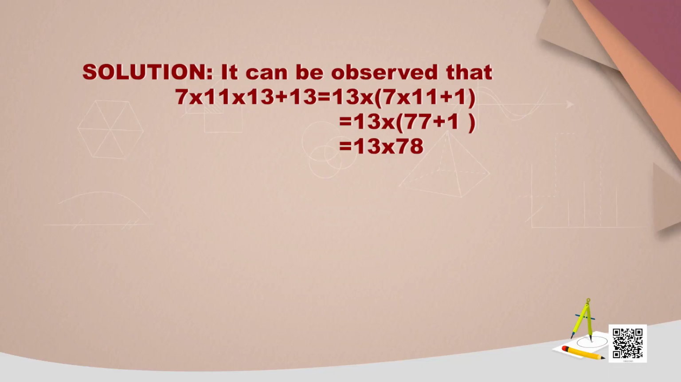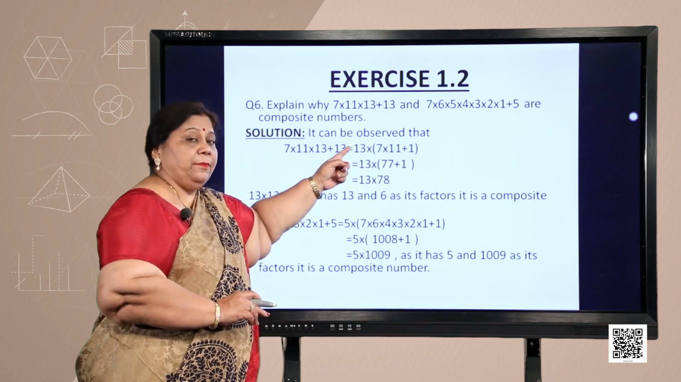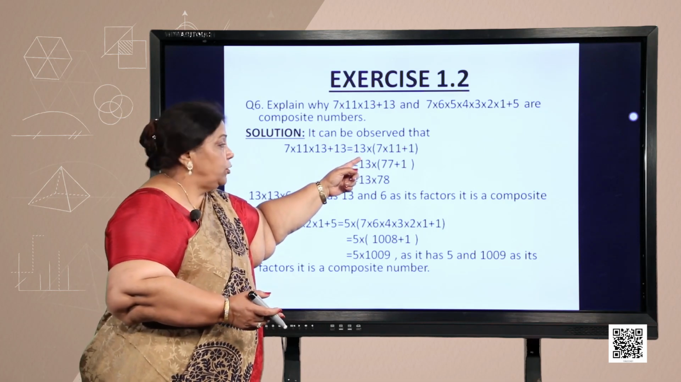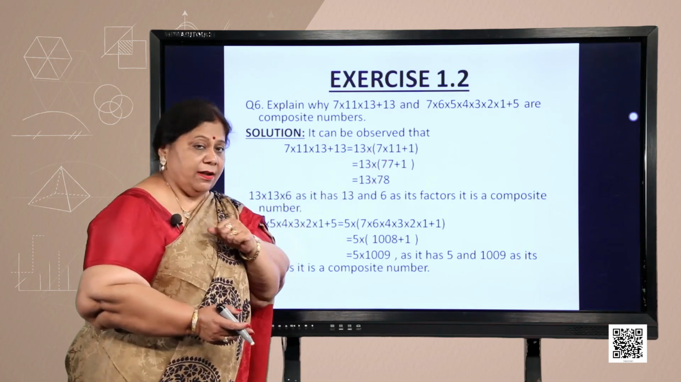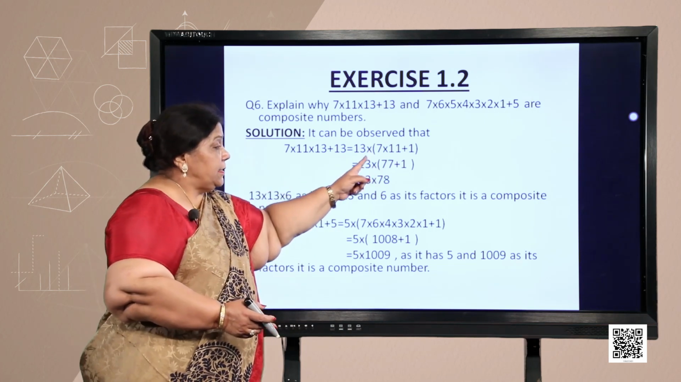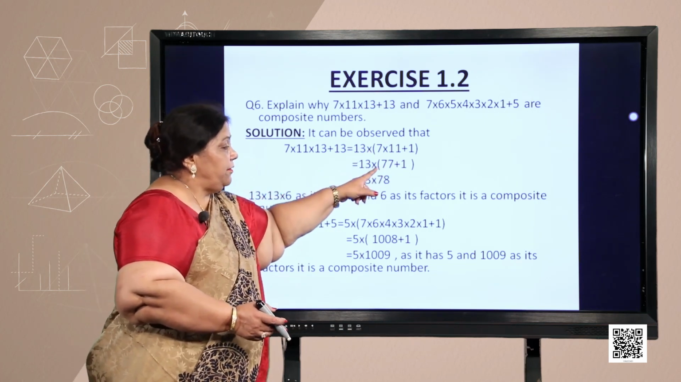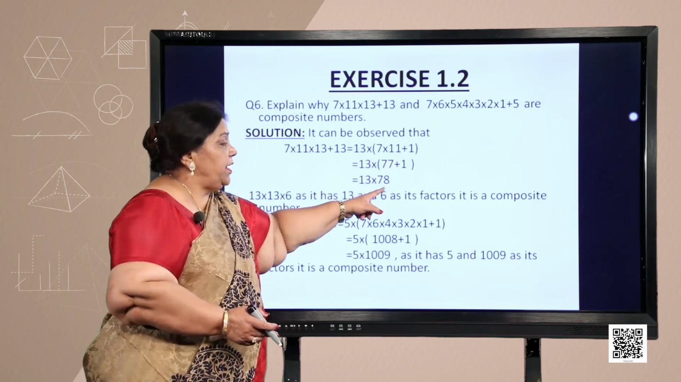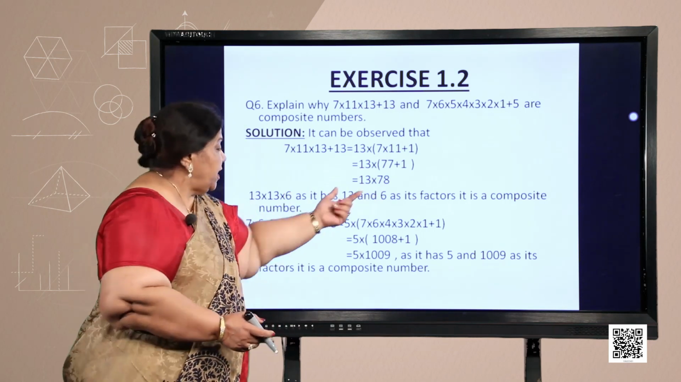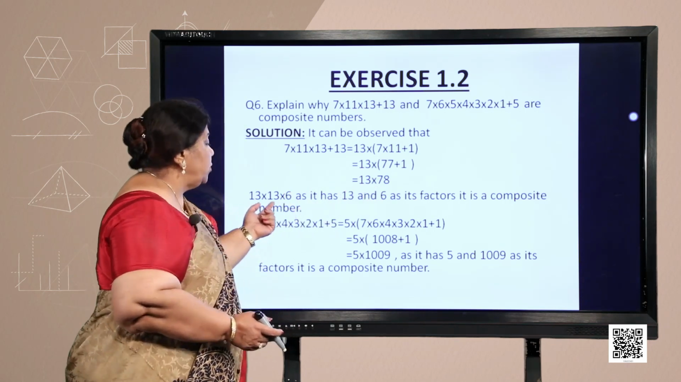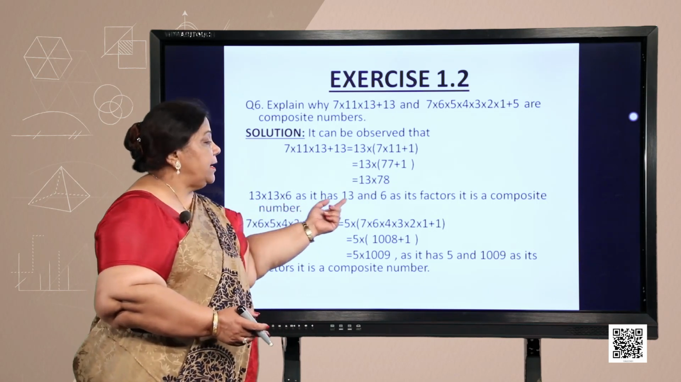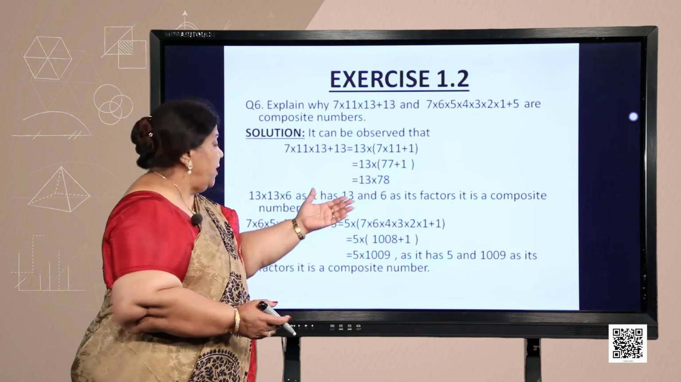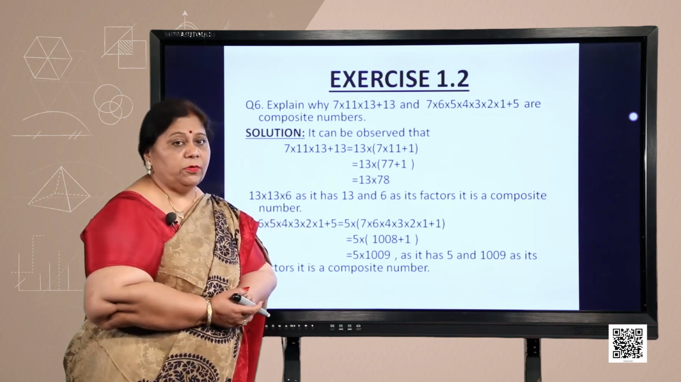Just observe that 7 into 11 into 13 plus 13 can be written as 13 into, what I am doing here? I am taking 13 as common, 13 into (7 into 11 plus 1). Now, I can solve this inside the brackets. 7 into 11 is 77 plus 1, that gives me 78. So, 13 into 78 are the two factors, which again can be factorised as 13 into 13 into 6. As it has 13 and 6 as the factors, therefore, it is obviously a composite number.